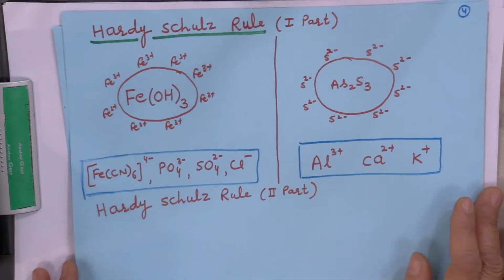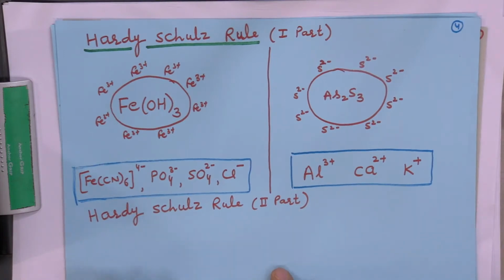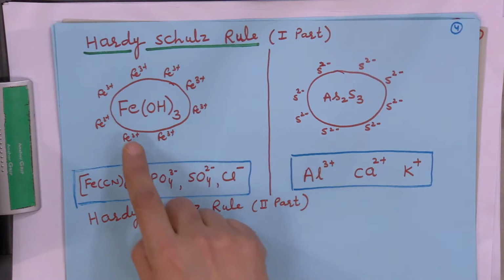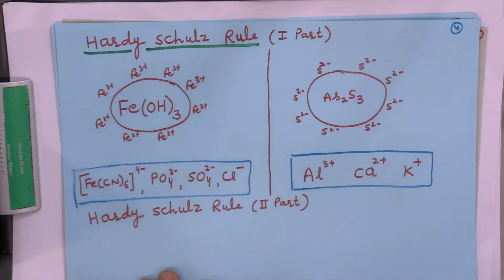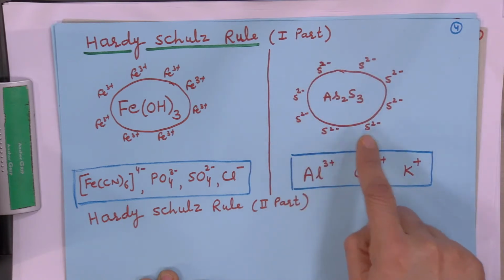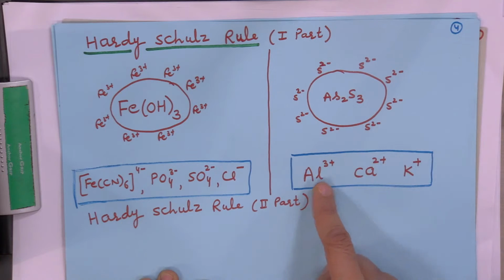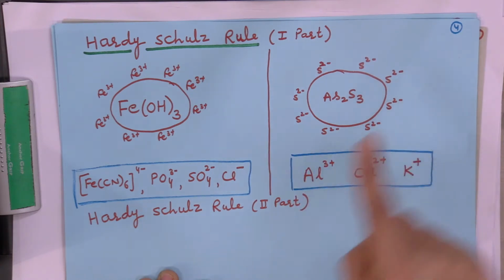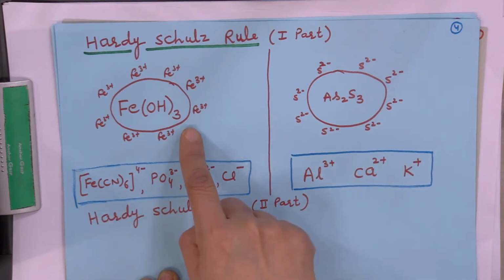We have a very important rule which is Hardy-Schulze rule. I have explained it with the help of two examples. Again, I have taken my favorite ferric hydroxide. You know, ferric hydroxide is surrounded by ferric ions. So it can be coagulated with negative ions. कौन से? Ferrocyanate ion, phosphate, sulfate and chloride. Similarly, in the second example, arsenic sulfide is surrounded by sulfide ions. You know, this is negatively charged. It can be coagulated with aluminium ions, calcium ion, potassium ion, all positively charged. So, positive ions can coagulate negatively charged colloidal solution, and negatively charged ions can coagulate positive colloidal solution.